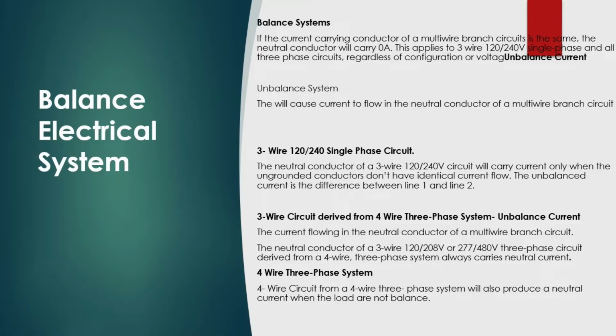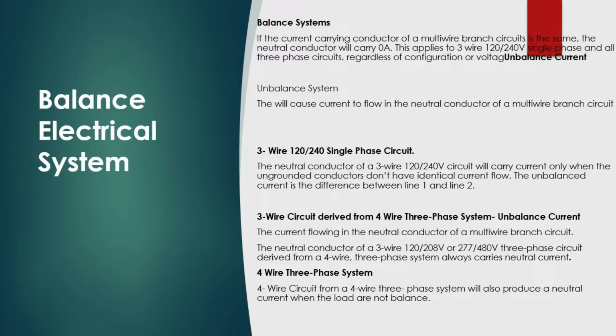All right, so let's say the neutral conductor of a three-wire 120/240 volt, 208 volt or 277/480 volt three-phase circuit derives from a four-wire three-phase system will carry a neutral current. So this system at some time will be unbalanced. That's basically what they're saying: that you may look forward to a current flow within the system when the system is not carrying a balanced load.